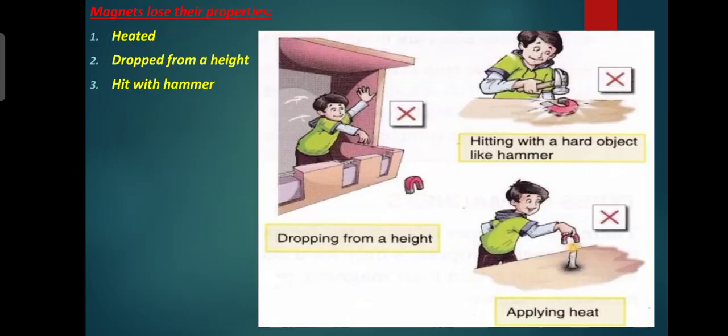Now move on. Magnets lose their property. A magnet can lose its property due to the following activities: dropping from height, hitting with a hammer, and applying heat. Improper storage can also cause loss of magnetic property. Bar magnets should be stored in pairs, with unlike poles alongside each other. Horseshoe magnets should be stored with a piece of soft iron kept across their ends.